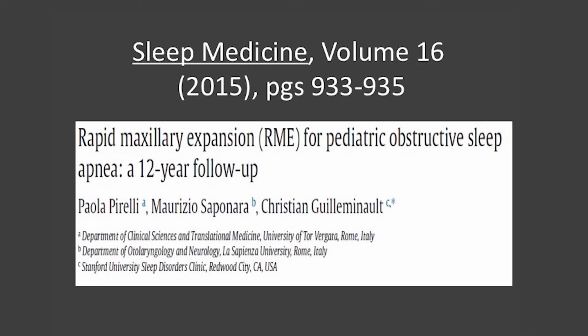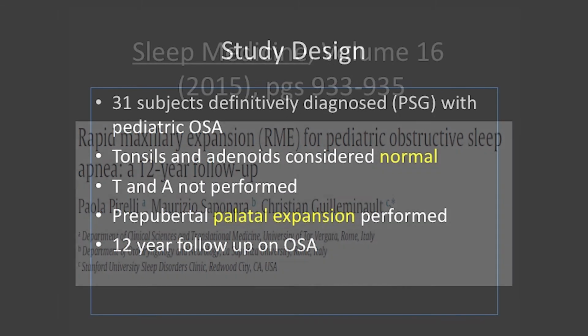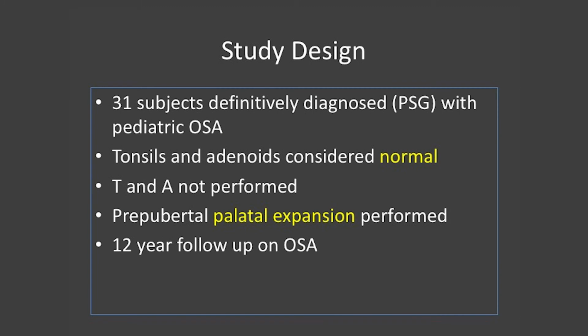So, Sleep Medicine, 2015. This is "Rapid Maxillary Expansion for Pediatric Obstructive Sleep Apnea: A 12-Year Follow-Up." This is my favorite study out of all those articles that we had to read for the task force, because it makes orthodontists look really good. It's a small study, granted, but these are difficult studies to do, right? They had 31 subjects diagnosed with pediatric obstructive sleep apnea by PSG. Their tonsils and adenoids were normal, no problem, so they left them in.